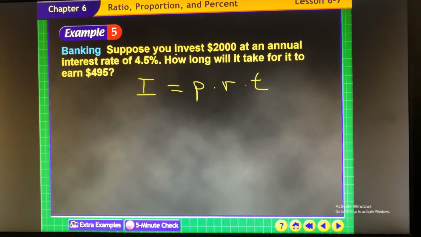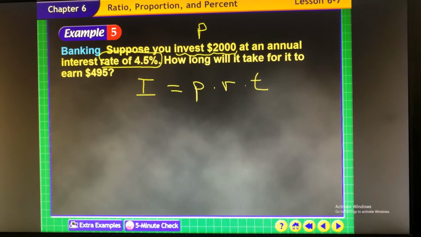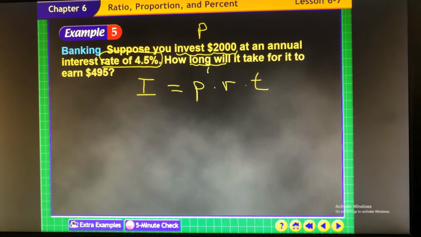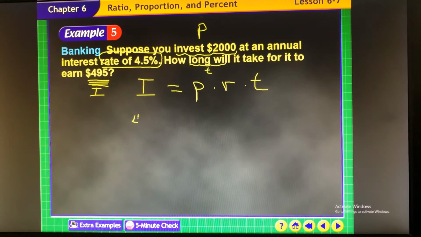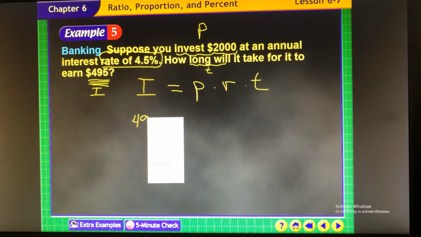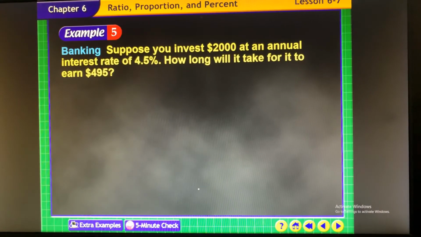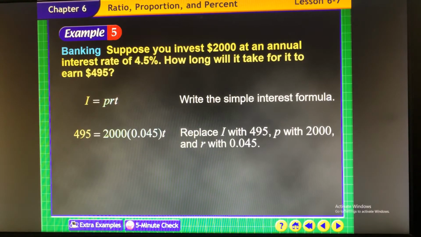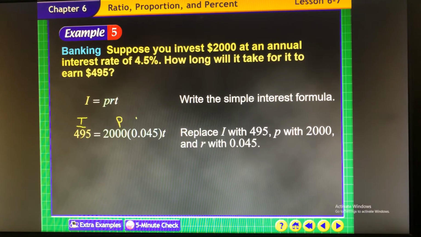So suppose you invest $2,000. That's your P. That's what you're investing. At an annual interest, here's your rate. How long, meaning I need to know my time, that's my question, will it take to earn $495? This is your I. So I have $495 equals here's your I, your P, your R, and your T.